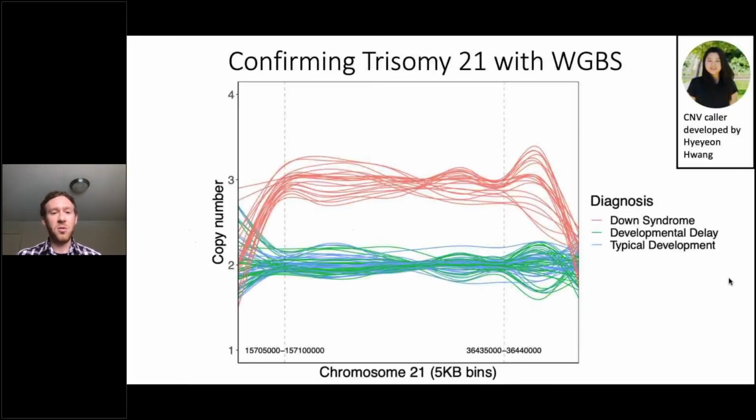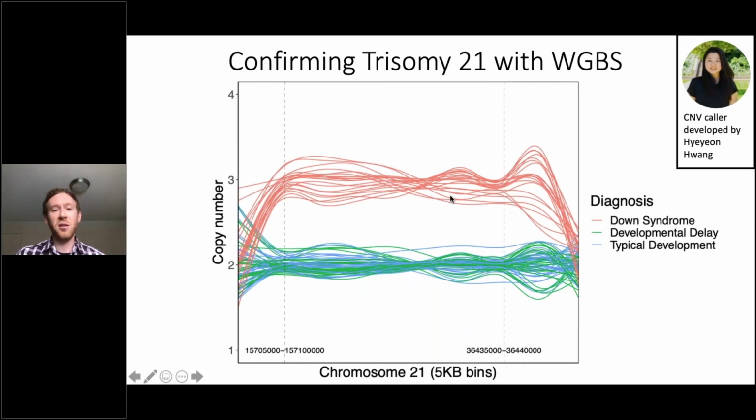So the first thing that we looked at when we got our data back from these newborn dried blood spots was the global profiles. And we wanted to really see first if we could confirm Down syndrome in our samples by WGBS, since this would be a nice quality control step. So we binned the read depth in these 5 KB bins and also normalized the copy number.